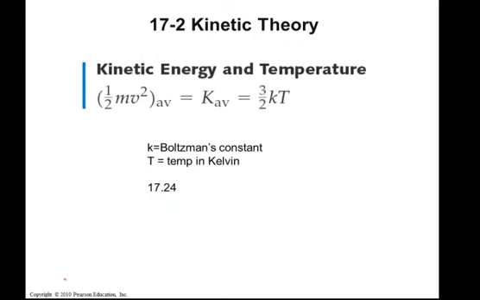Now, because those are moving at different velocities and it has to do with the mass, we could figure out the kinetic energy. And the average kinetic energy I know is 1/2 mv squared. Or I could relate that in terms of my Boltzmann constant and my temperature, which would be 3/2 times k, the Boltzmann's constant, times my temperature in Kelvin. And this is going to be related to 17.24 on your assignment.